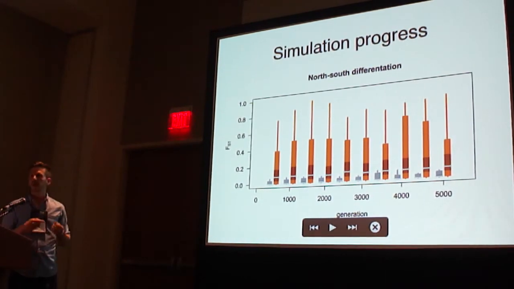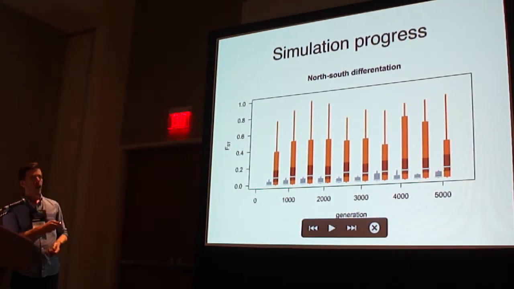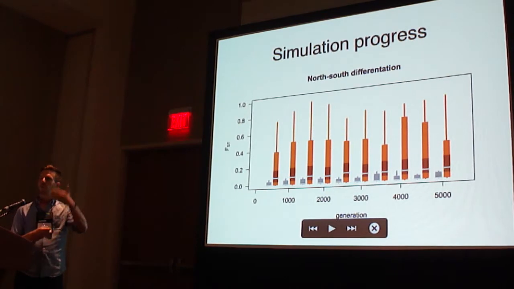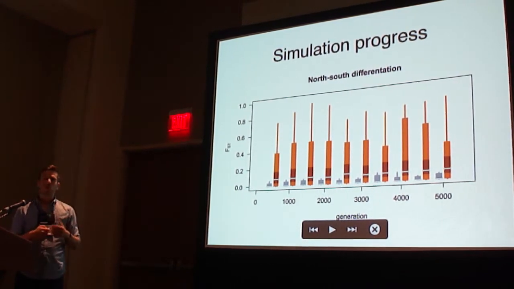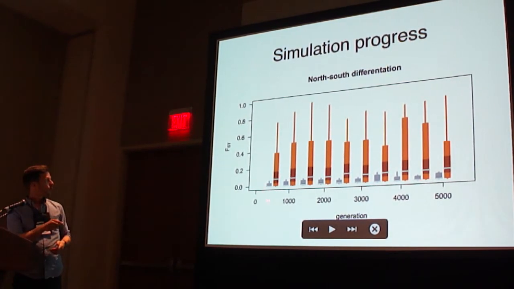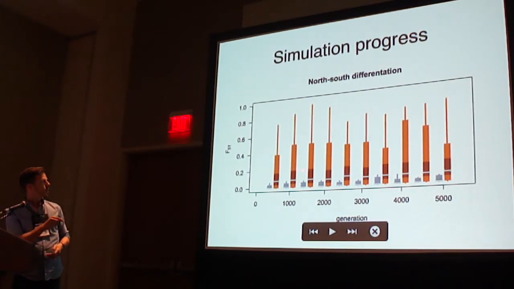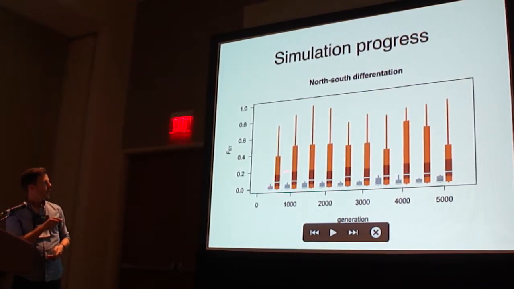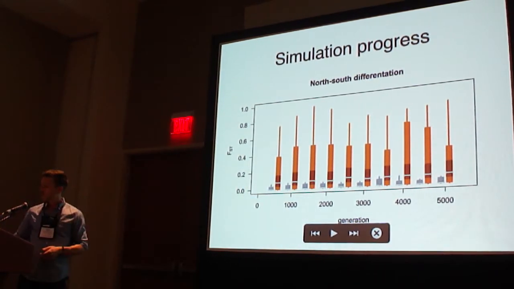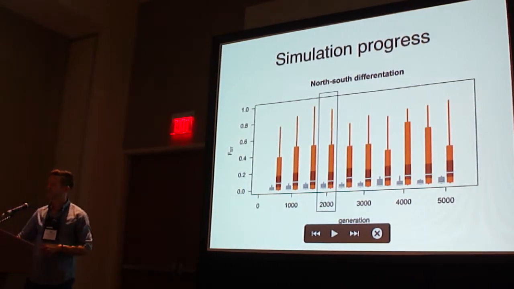And so just looking at the simulation progress, here's FST between the north and south halves of the grid at neutral loci and selected loci. You can see that things are already looking like they've leveled out quite a bit by generation 1000. So I'm going to show you results from generation 2000.